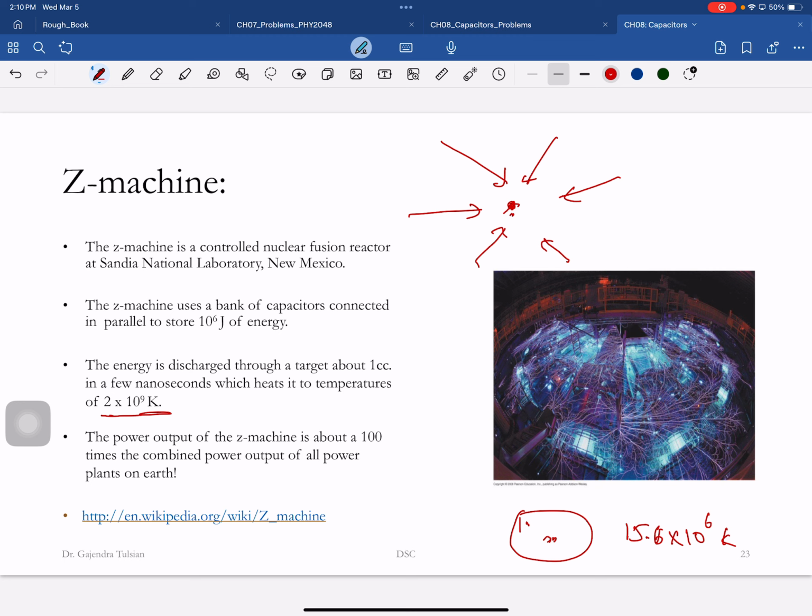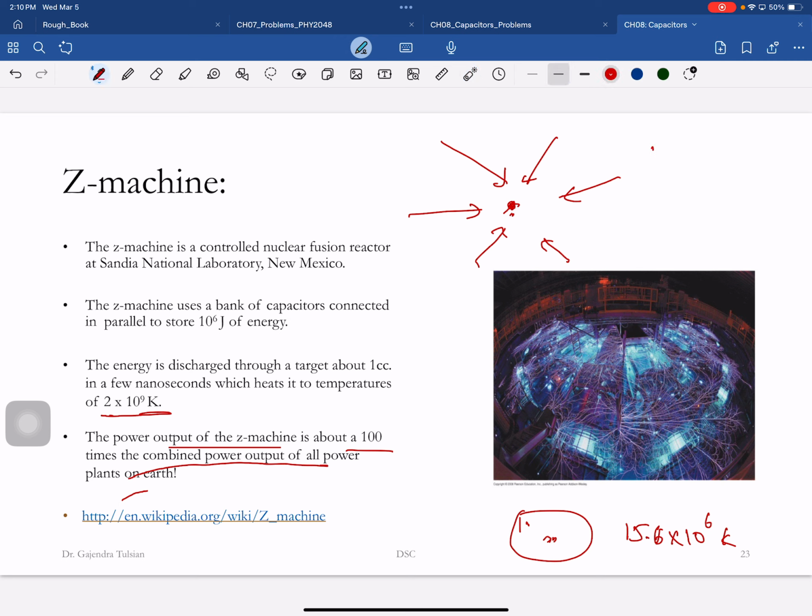Look at this. The power output of the Z machine is about 100 times the combined power output of all power plants on Earth. When they fire that, the Z machine uses a bank of capacitors connected in parallel to store 1,000,000 joules of energy. Now, 1,000,000 joules of energy is not a whole lot.